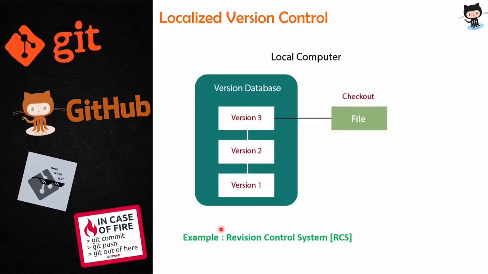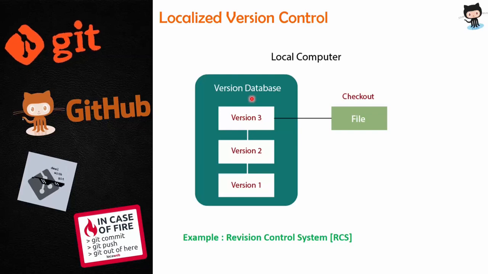So first, the localized version control system. Now in this localized version control system, we use a database to keep track of files. Here you can see we have the version database in this diagram. So on a local machine, there is a database, and every time we store code, there will be a change in the database. So there is a one-to-one interaction between the developer and the local machine.